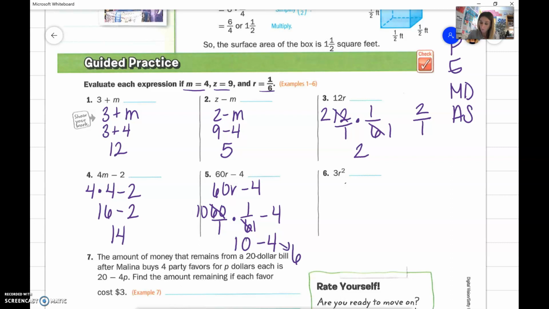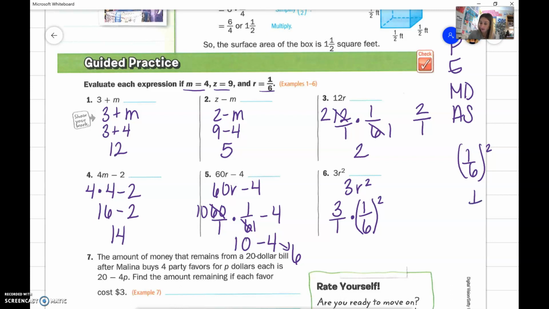Now we have 3R squared. Since I know I'm multiplying by a fraction, I'm going to put the 3 over 1, times R squared. So remember, it is 1/6. I'm going to put that in parentheses, and I'm putting my square up there. If I don't put that 1/6 in parentheses, I could get something that looks like 1/6 squared as 12/6. It's not 12/6. If you put it in parentheses, then you know your squared is on the outside, which means you're going to multiply 1/6 times 1/6 first.